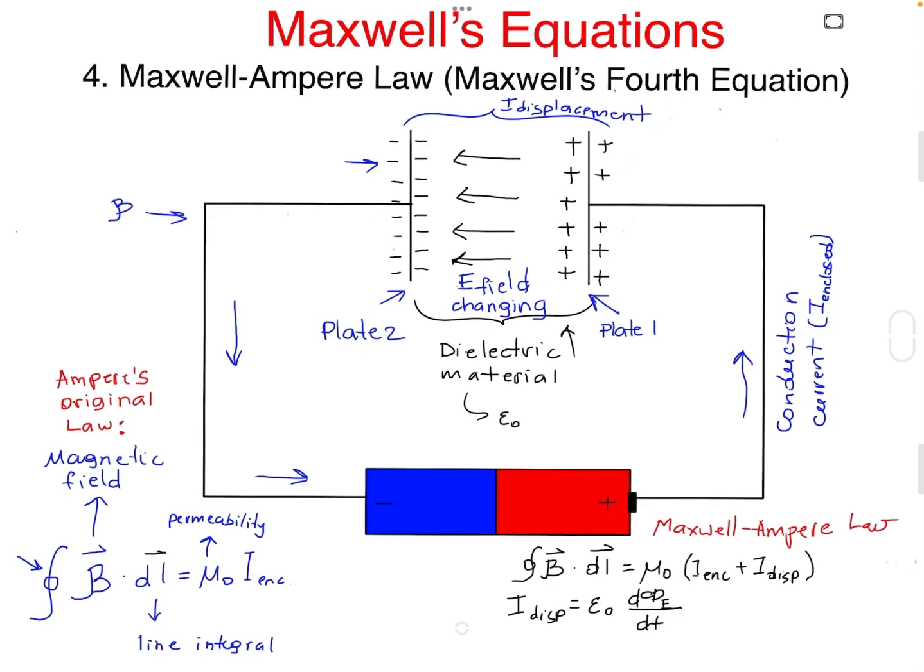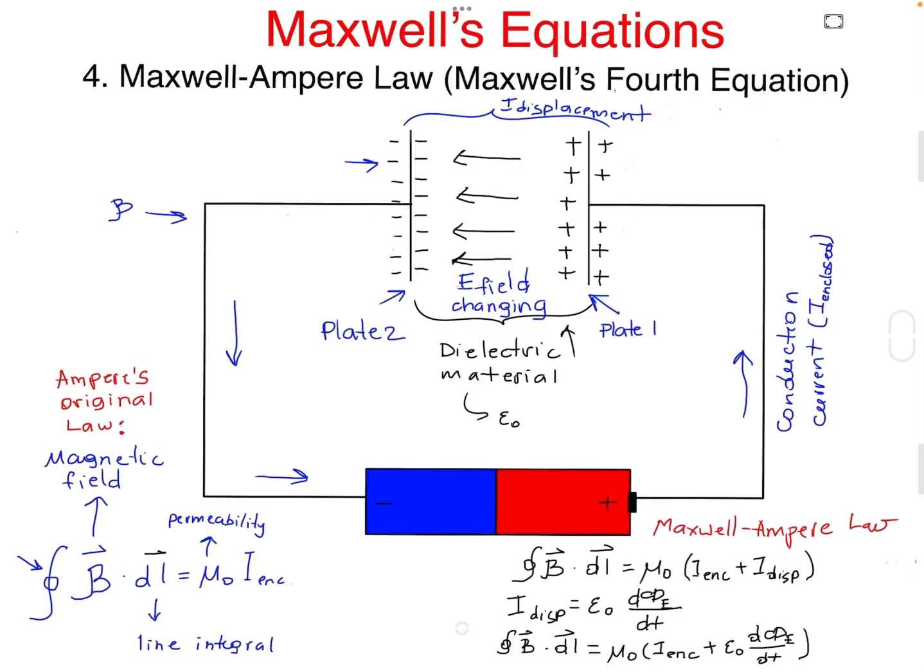So when we combine them, of course, we should get the integral of B times dl. I'm just rewriting everything. And then we have permeability times the displacement current plus permittivity times the rate of change of electric flux. Okay, so this is the new modification of the original law.